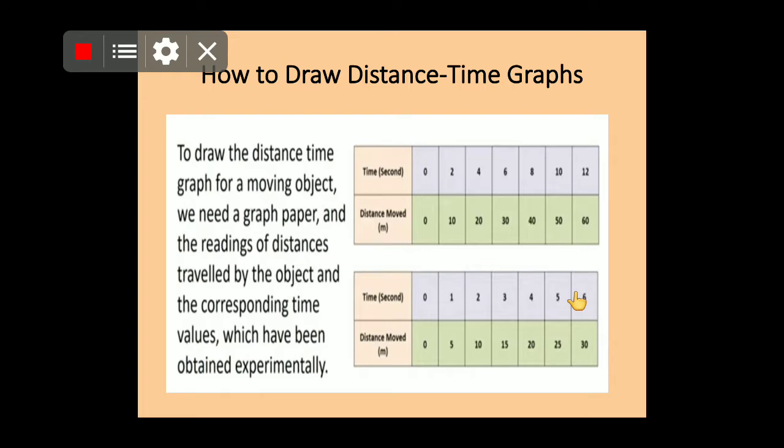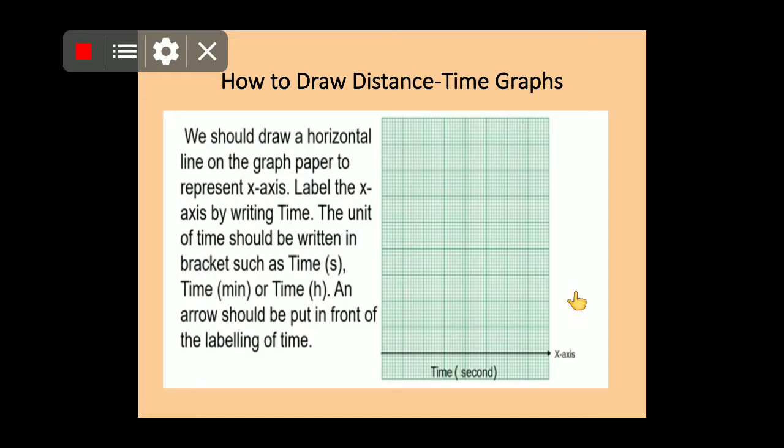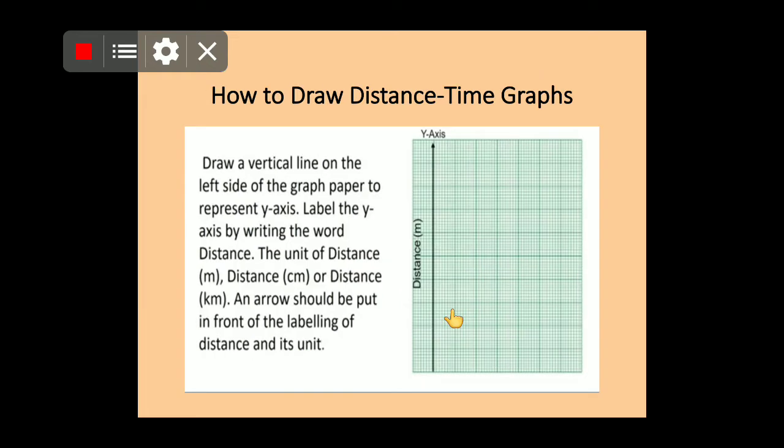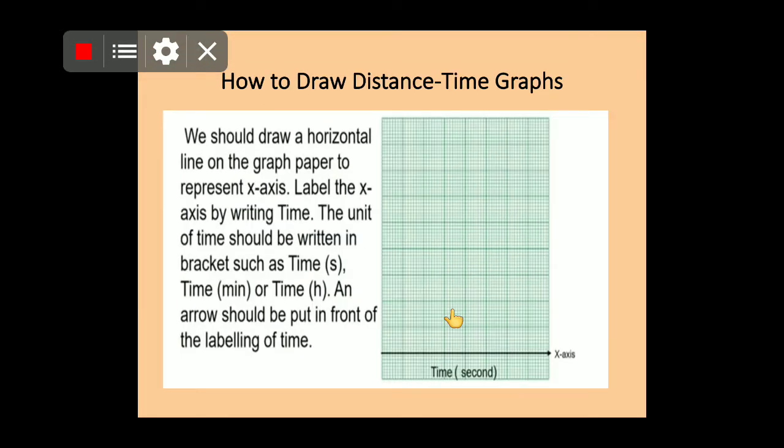Now we are going to plot, and we will see in the further slides how we can plot this data in the graph. So students, first of all, if we want to plot data in a graph, we should draw a horizontal line on the graph paper to represent the x-axis. So this is the horizontal line which is the x-axis, and label it as the x-axis.